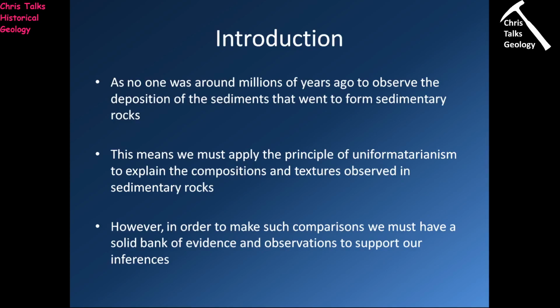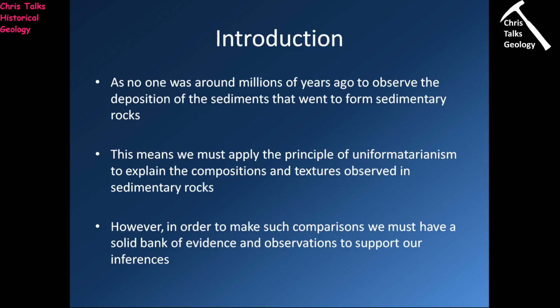As no one was around millions of years ago to observe the deposition of the sediments that went to form sedimentary rocks, we obviously have a bit of a problem. So we have to use the principle of uniformitarianism. We're very familiar with uniformitarianism by now, hopefully. It simply says if it's happening now, it happened in the past in the same way and normally at the same rate. So we can look at modern sedimentary systems and apply what we see to rock samples.